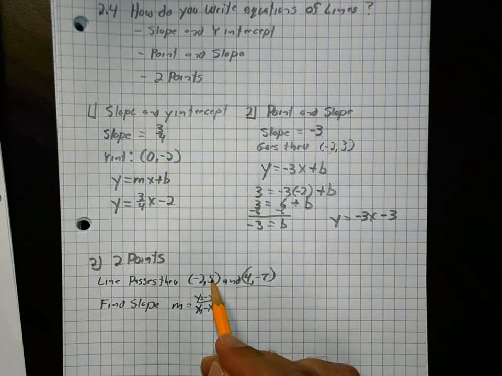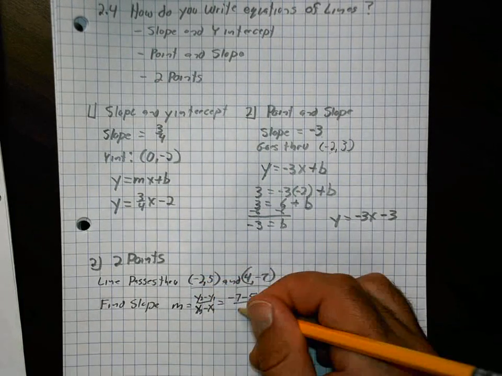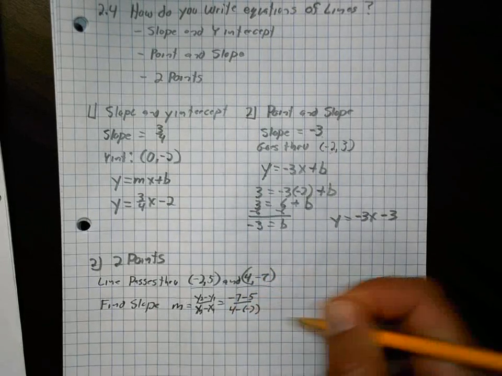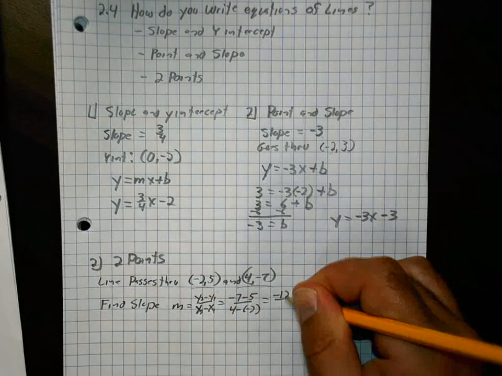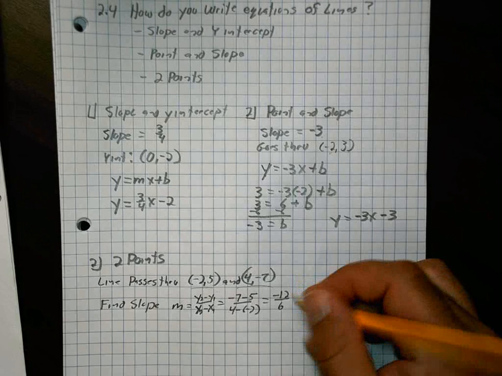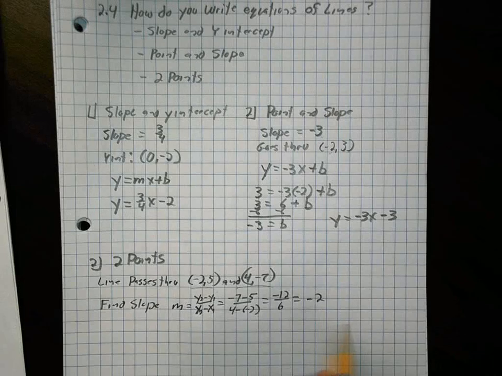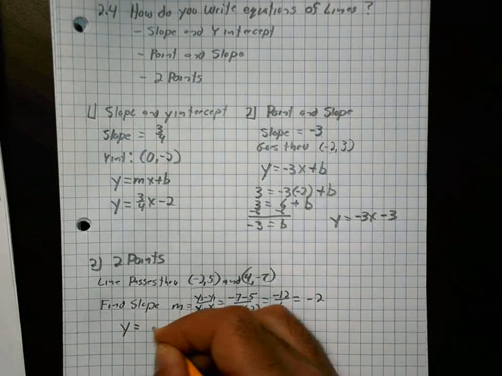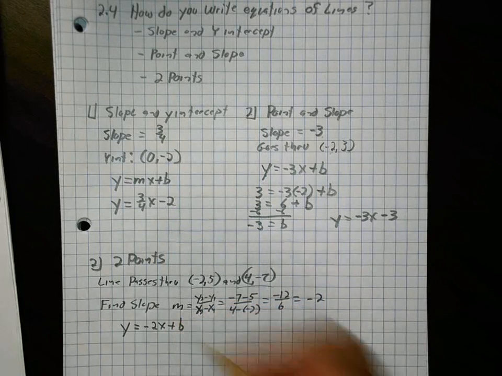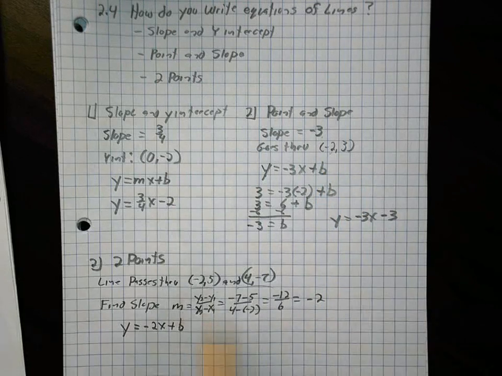So -7 minus 5 over 4 minus -2. That's -12 over +6. Double negative becomes a positive. So that's -2. So we've got the slope. If you get 2 points, find the slope first. Now we know the equation is y equals -2x plus b. Now we're back to the same as case 2, where we have the slope. We have 2 points actually, so we can choose one, substitute in for x and y, and solve for b.